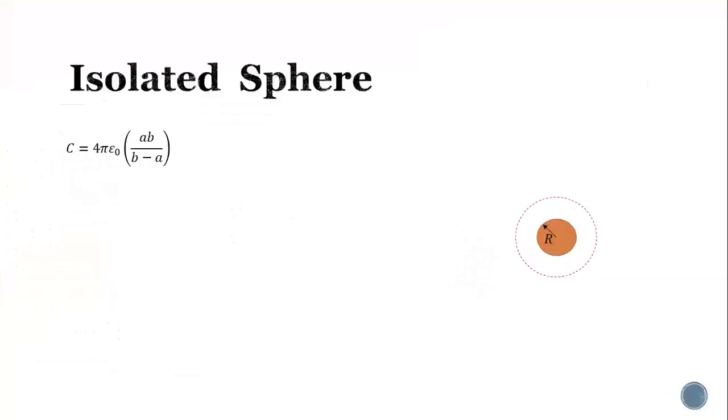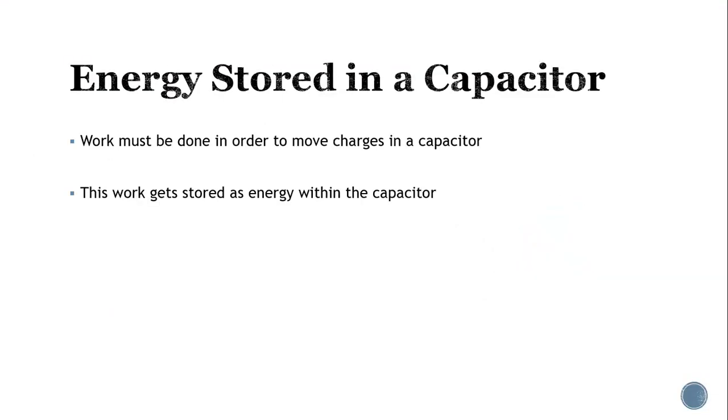So in this lesson we're going to start looking at the energy that's stored in capacitors. And one thing to point out is that in order to move charges in a capacitor, if you're moving charges in either a conductor or non-conductor, you have to do work in order to get them in an arrangement that is not neutral charge. So the work that gets done gets stored as potential energy within the capacitor.